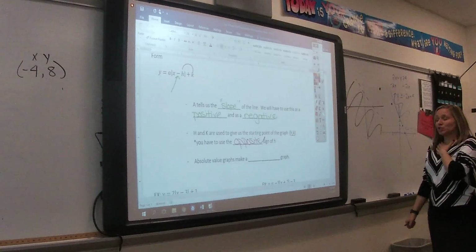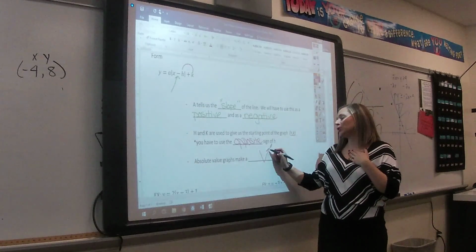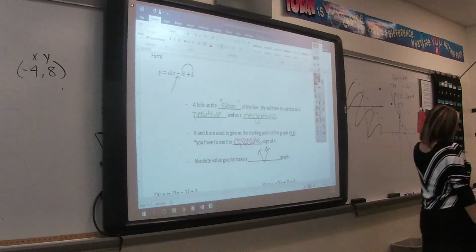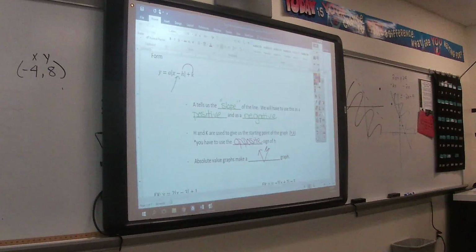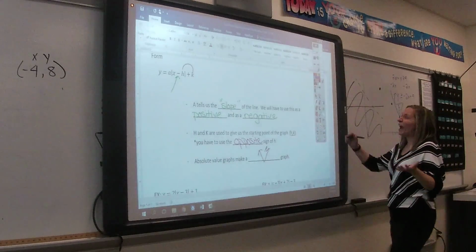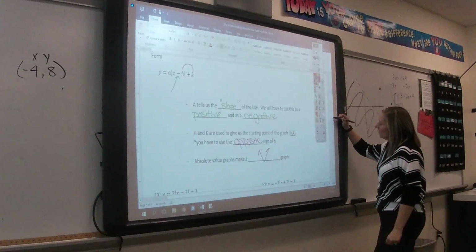Absolute value graphs, just like we said, make a V-shaped graph. So if we're good with point-slope form, these really aren't that different. We just need to make sure we're getting the right other half of it every time.